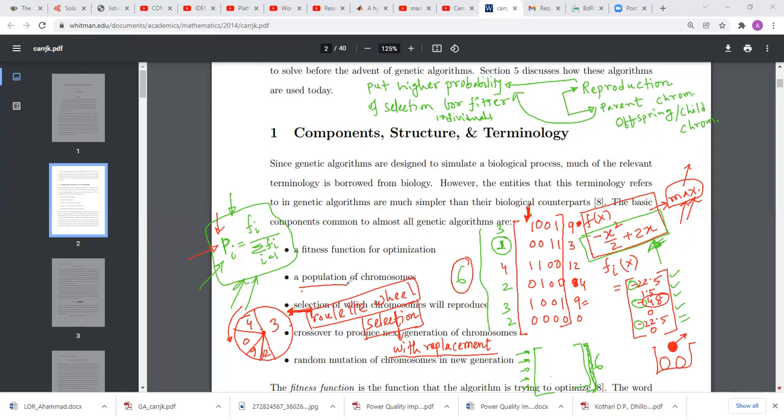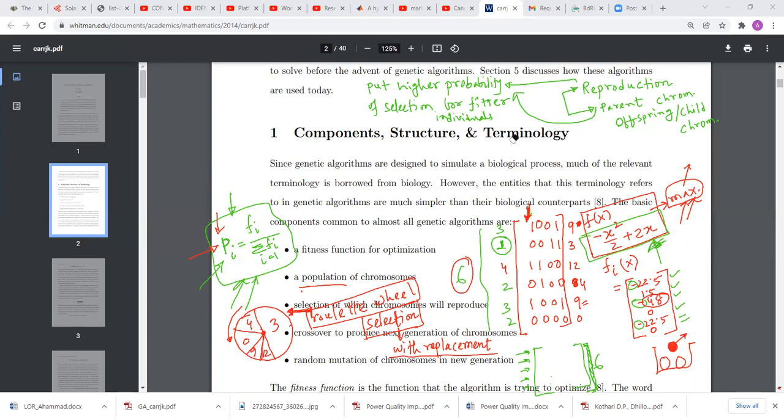Yes, sir. Okay, so this is roulette wheel selection. There are of course other very popular selection algorithms or ways. Another one is tournament selection, but I am not going to discuss it in detail because roulette wheel is being used here in this book, but there are other ways.